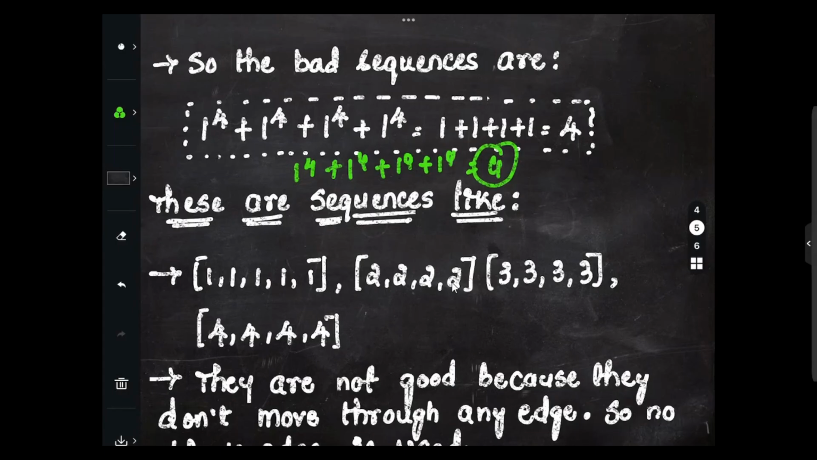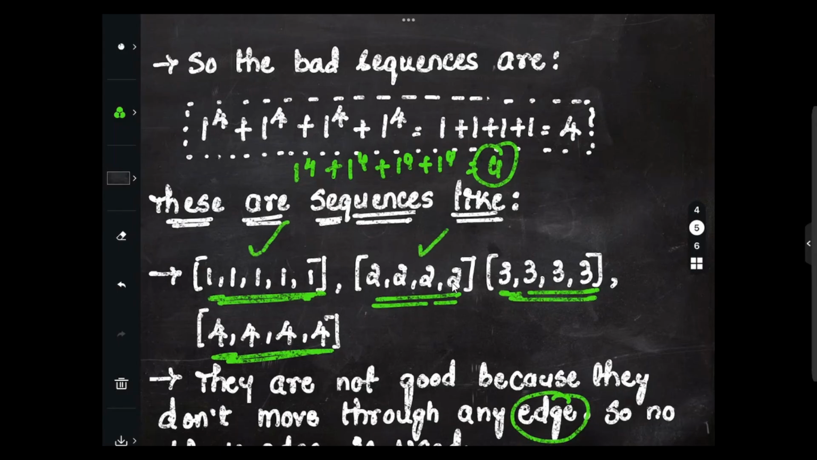In this case, these are the sequences that can be written like this: 4 times 1, 4 times 2, 4 times 3, and 4 times 4. They are not good because they don't move through any edge. So no black edge is used here.